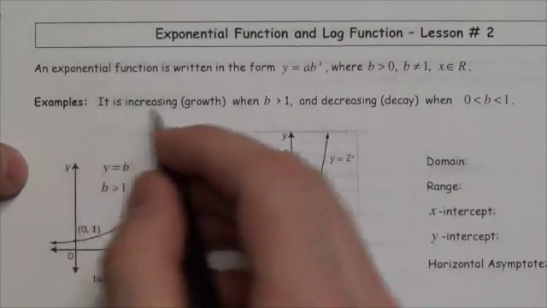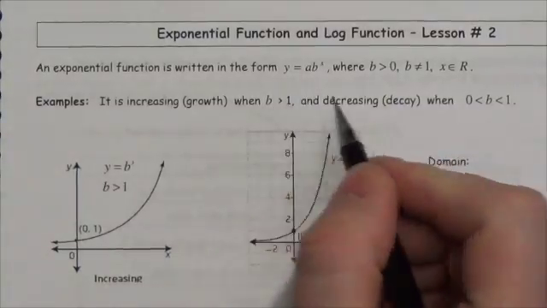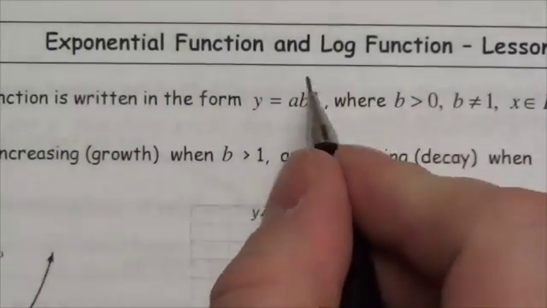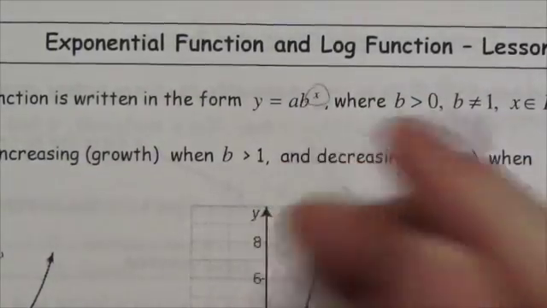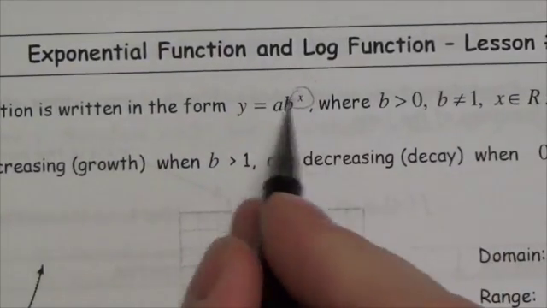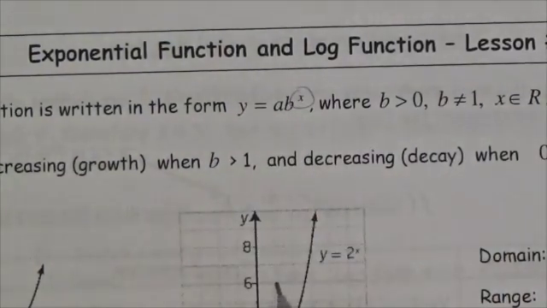So an exponential function is written in the form y equals ab to the x. Here, let's zoom in on that. It's written as ab to the x. Notice that the independent variable is up in the exponent, and that's why we call it an exponential function. Our names are always based on where the variable turns out.